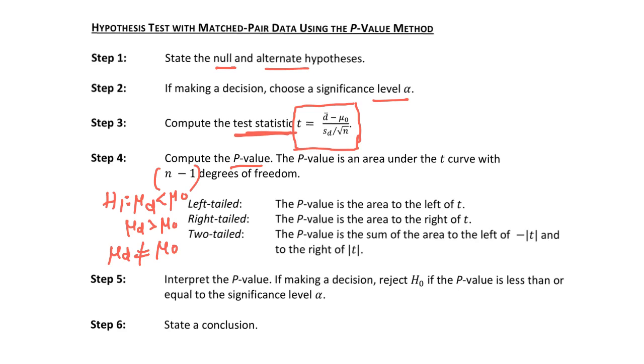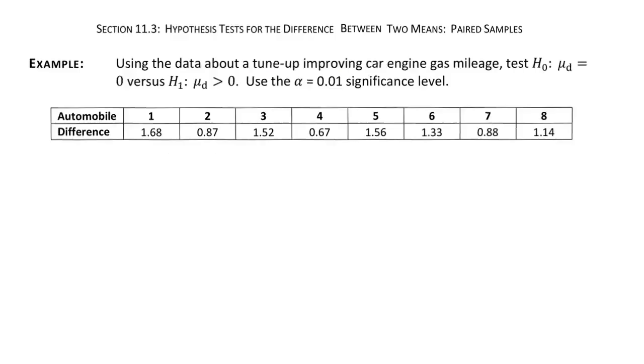After that, interpret the p-value. That means we can make a decision. We reject the null hypothesis if the p-value is less than or equal to the significance level alpha. So it is easier to remember, just write it like that: reject the null hypothesis if p is less than alpha. And after that, state a conclusion.